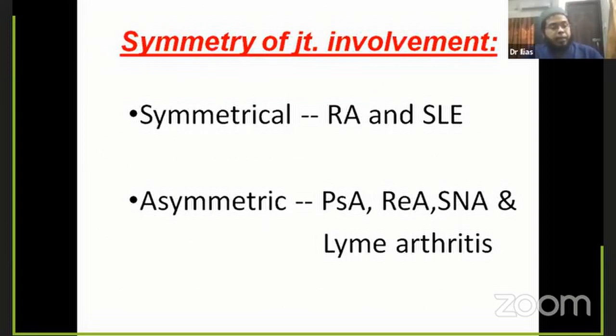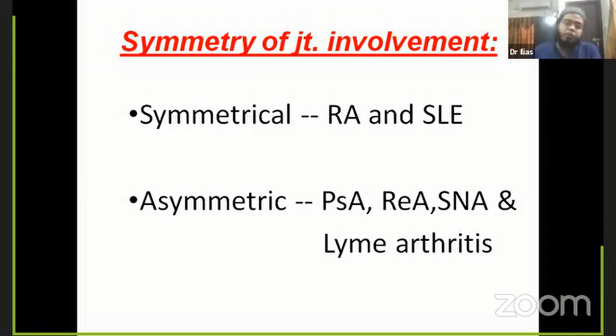And another thing counted is the symmetry of joint involvement. In terms of symmetry, there could be symmetrical arthritis, and another is asymmetrical arthritis. This kind of symmetrical joint involvement is found in rheumatoid arthritis or systemic lupus erythematosus, that is, SLE. And in asymmetric joint involvement, we get this in psoriatic arthropathy, reactive arthritis, or seronegative arthropathy.